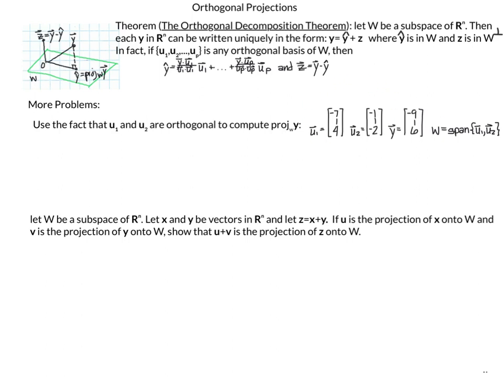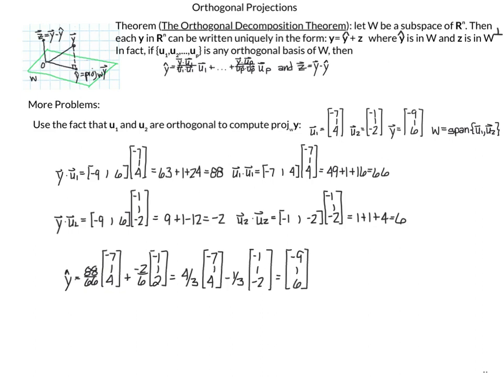The second problem is, let W be a subspace of Rn, and let x and y be vectors in Rn, and let z equal x plus y. If u is the projection of x onto W, and v is the projection of y onto W, show that u plus v is the projection of z onto W.